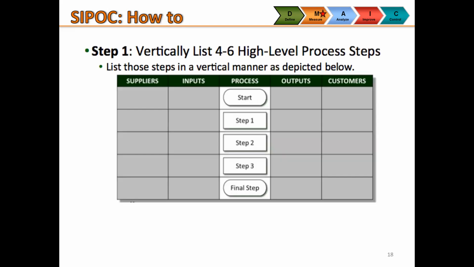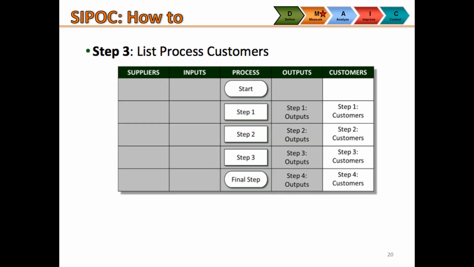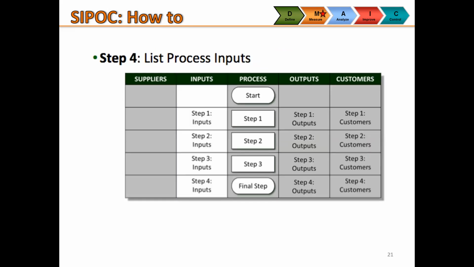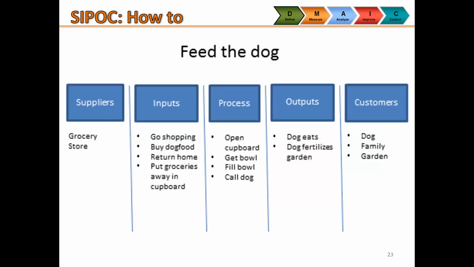And so we vertically list 4 to 6 high-level process steps, like going to the bar, like Dan did. And you list your outputs first, and list your customers, and then your inputs. So you work from process, and you do all your Y's, and then go back and do your X's. And your suppliers of inputs. This is Sean's, I think. Yeah, this is Sean Hassett's, Joanne and John.